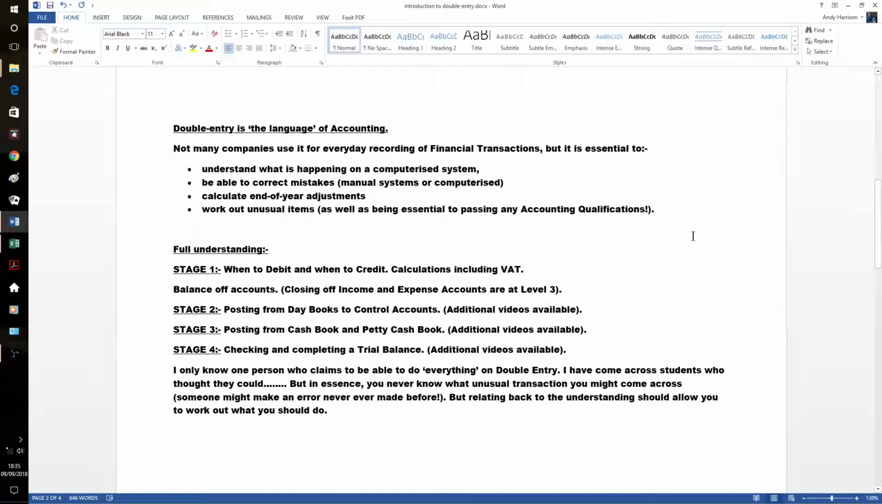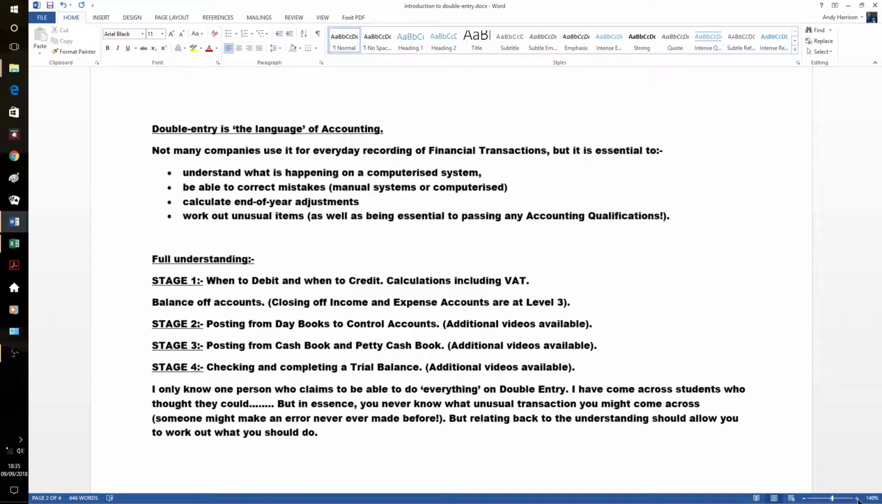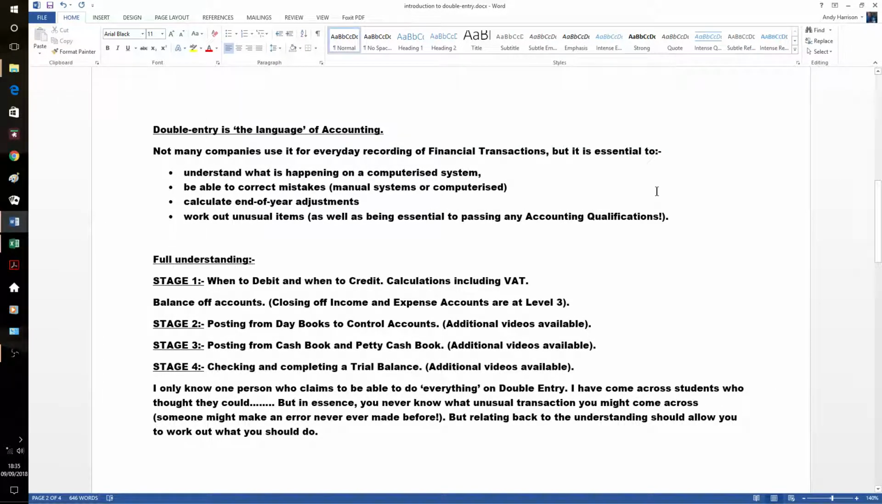Double entry, that's what we're really interested in, the language of accounting. We're fully aware not many companies use it for everyday recording, but we use it to understand what's happening on a computer system. We need to know what it's doing and be in control of it rather than let it control us and just learn which buttons to press, ringing up people when we get stuck.